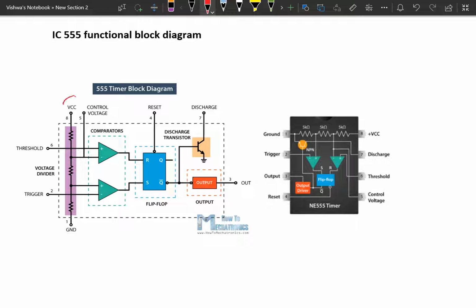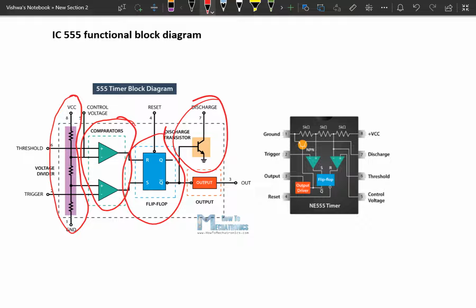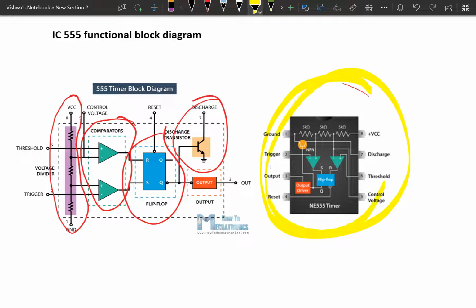One is resistor components as a voltage divider, and next one is comparators, flip-flops, and one more is transistor. These are the different components that are configured in itself in an IC 555 timer. Now let's see the working of these components: voltage divider, comparators, flip-flop, and transistors. And this is the functional block diagram of the IC 555 timer that is given in textbooks.